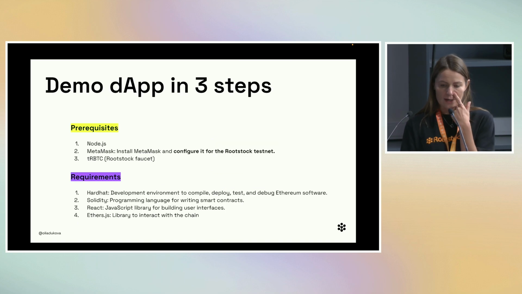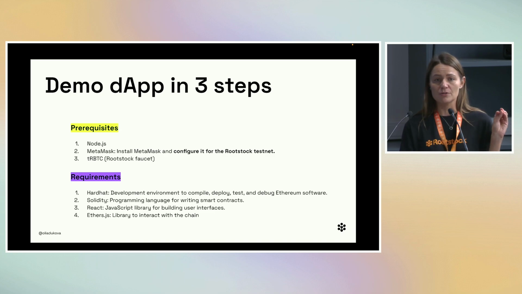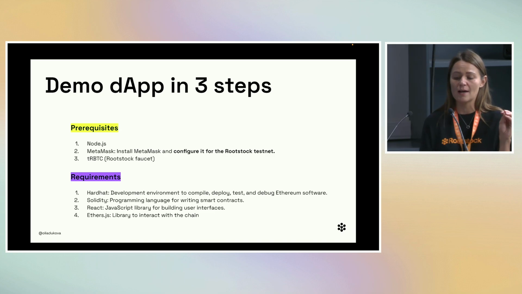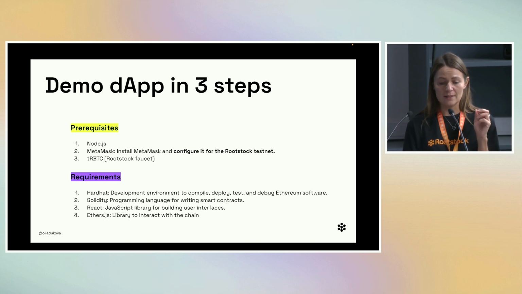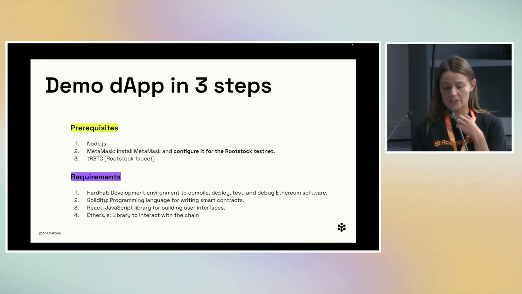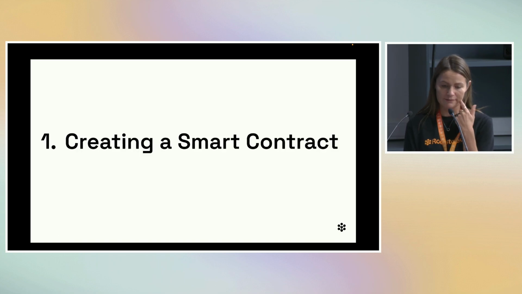I had a little demo here on how to build a dApp on Rootstock in 3 easy steps. It's very bare bones, super basic, but I just wanted to show you quickly how easy it is. It's also very ugly, and I apologize for the slides, I hope our designer never sees them. Basically, we need Node.js, MetaMask configured for Rootstock, and test RBTC, which you get from the faucet. If you have any problems, please find our team, and we'll give you tRBTC. And then Hardhat, Solidity, React, and ETHGlobal. I'm sure you guys are familiar with all of this.